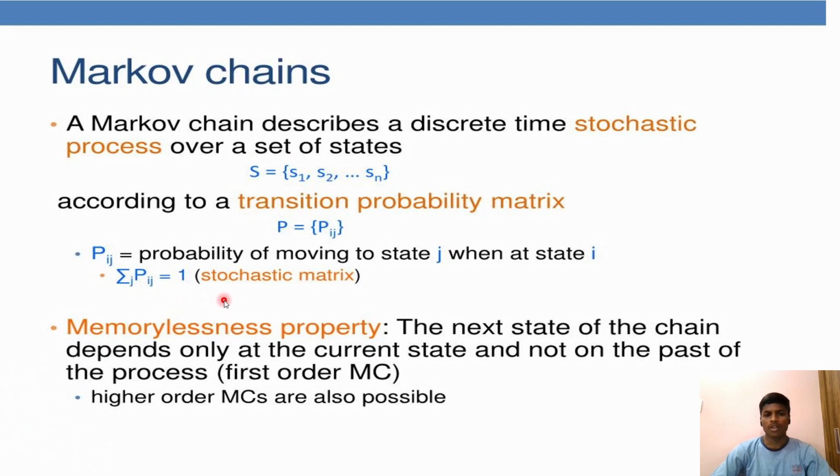So what is the memorylessness property? The next state of the chain depends only on the current state and not on the past of the process. So it is called a first order MC. Higher order MCs are also possible.